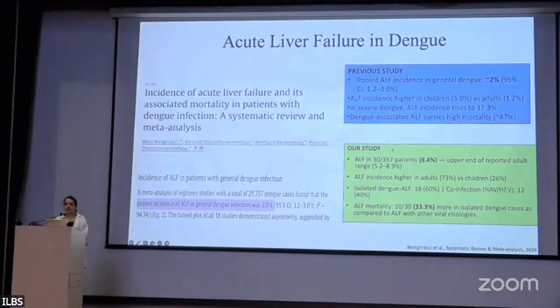In our study, we found that ALF was seen in 30 patients, which made up 8.4%, and ALF incidence was higher in adults as compared to children. Isolated dengue ALF was seen in 60%, and co-infected cases in 40%. And the overall ALF mortality was 33.3%, which was more in isolated dengue cases as compared to ALF with other viral pathologies.